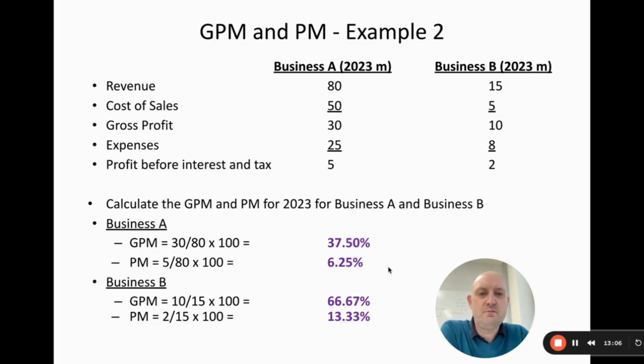So just because the margins are better doesn't mean that the profit number's better as well. Some businesses will aim for high margin, some businesses might be low margin and try and sell lots of products in order to make more money that way.